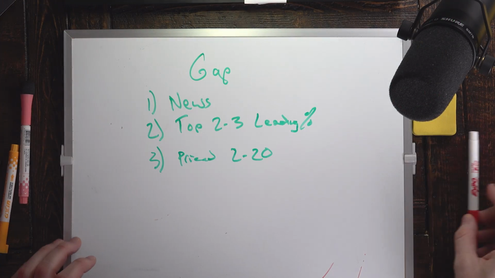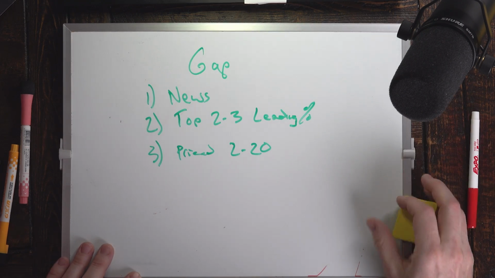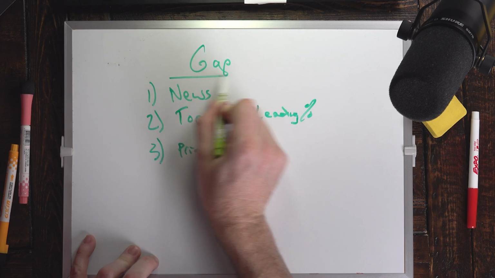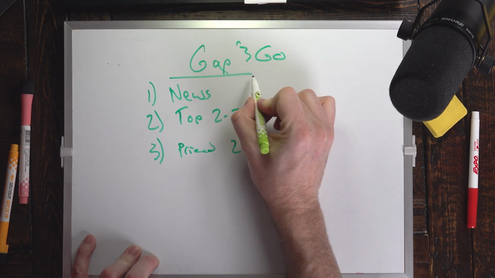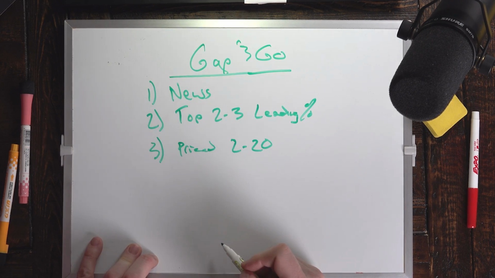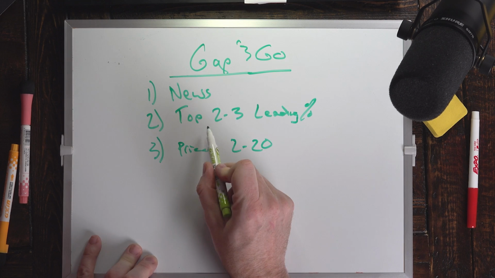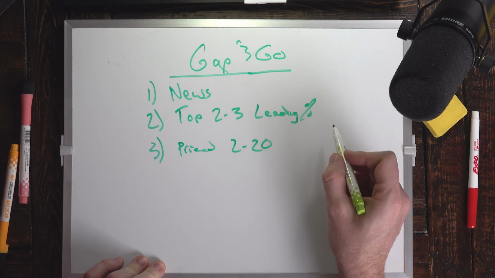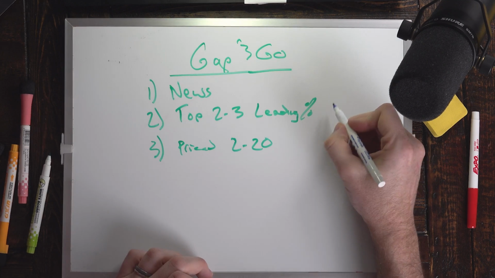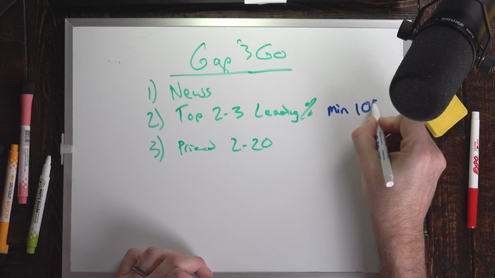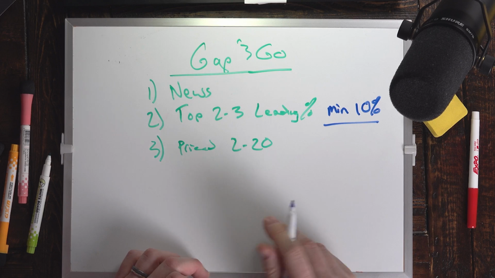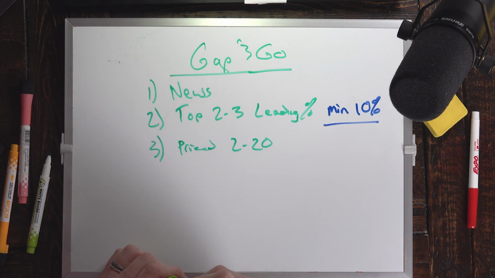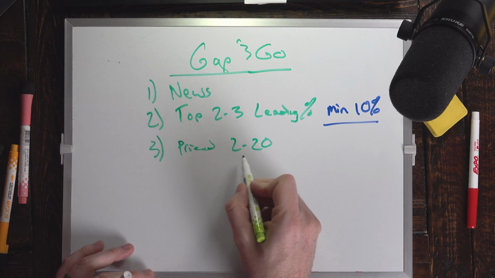Now, when we look at our whiteboard here, I'll add a couple more items to this. So number one is for the gap and go strategy. We like to see that the stock has news, breaking news. I like to trade stocks that are in the top 2 to 3% leading gappers. And I would also add here as a note, minimum is 10%. If a stock's not up at least 10%, I don't care about it. So it's got to be up at least 10%. All right. Then we like to see stocks priced between 2 and 20.